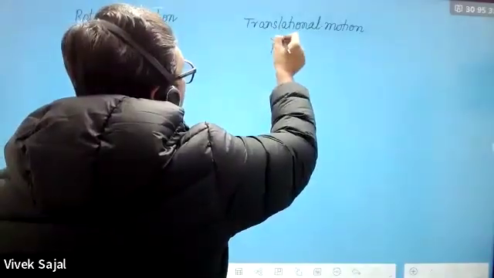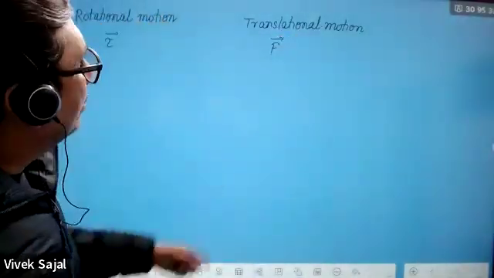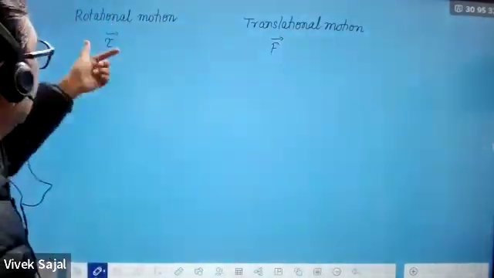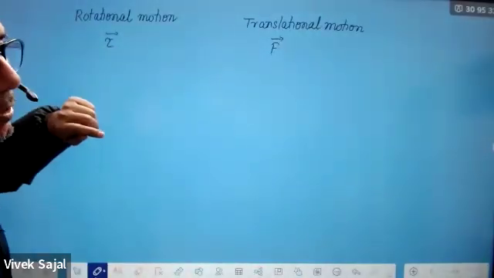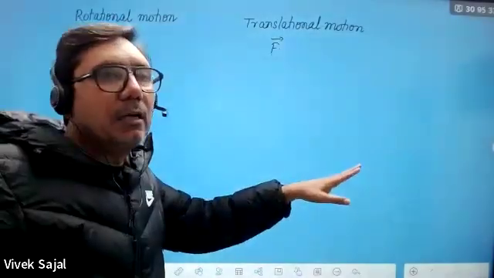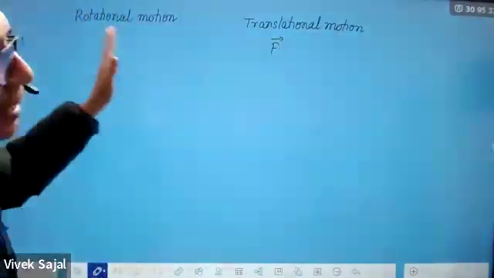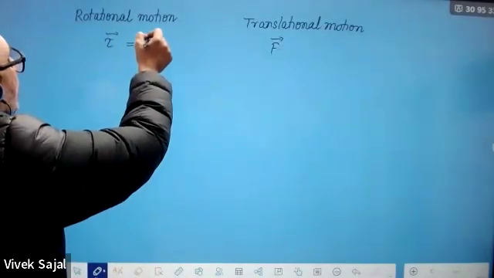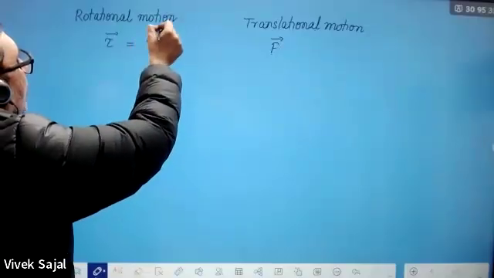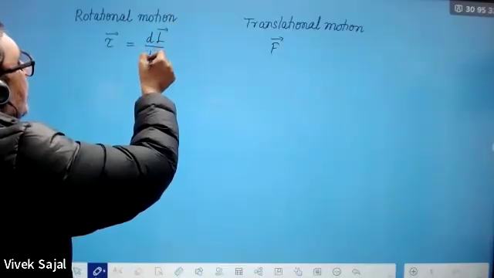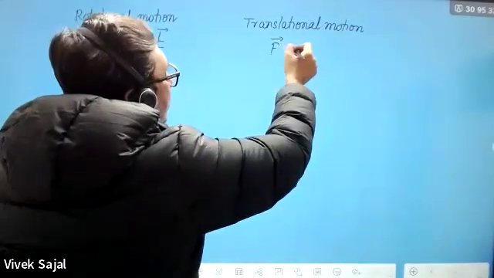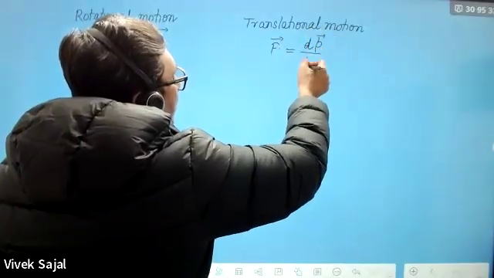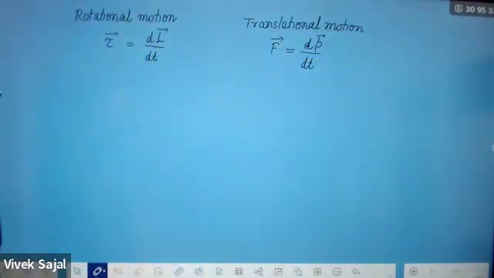So whatever is the role F is playing in translational motion, same type of role is played by the torque in rotational motion. Here force is responsible for translational motion. Here torque is responsible for the rotational motion. What will be the torque? Torque will be rate of change of angular momentum dL by dt, where force was equal to rate of change of linear momentum dp by dt. ठीक है, dp by dt.